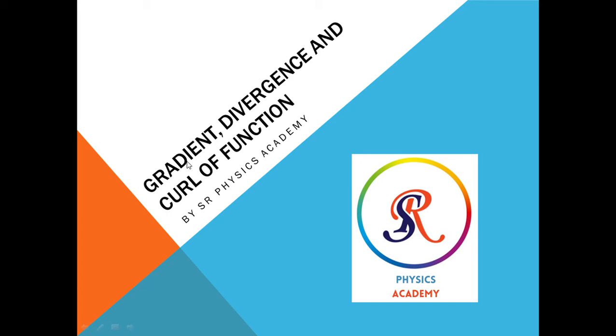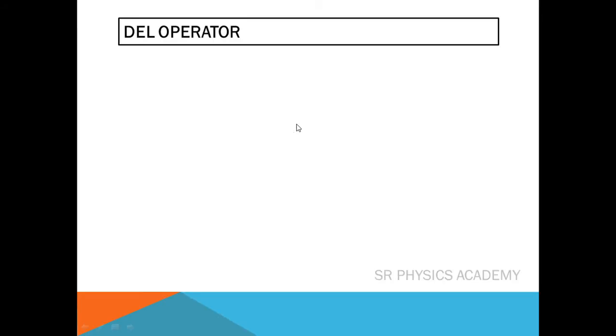Today we are going to discuss what the gradient, divergence and curl of a function are. The del operator is a vector differential operator which has a significant role in electromagnetics for finding gradient, divergence, curl and Laplacian.